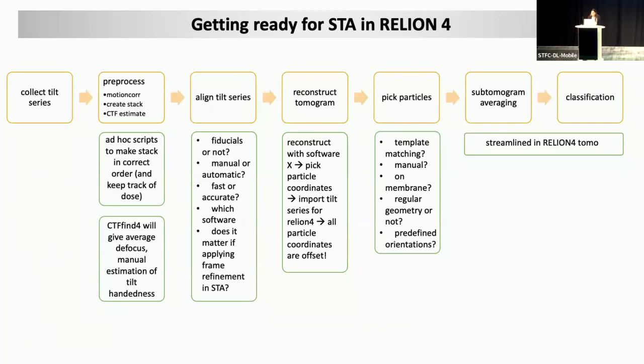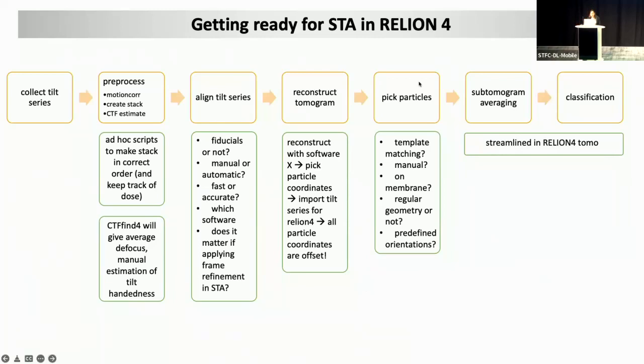And one of the questions that I don't think has really been answered yet is, does it actually matter if then, when we're doing subtomogram averaging, we are refining the frames with Tomo CPR or frame refinement, depending on the software. Then we need to reconstruct the tomogram. And this is not a hard thing, but one of the pitfalls that we found at this stage is that different software reconstruct tomograms in different XYZ coordinates. So this may become a problem if you're picking particles from a certain reconstruction and then you're using a different software to actually process your particles.